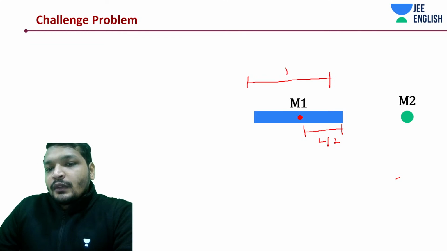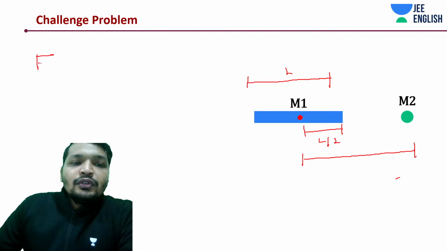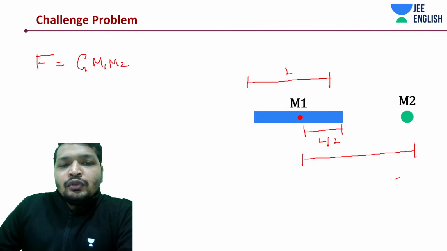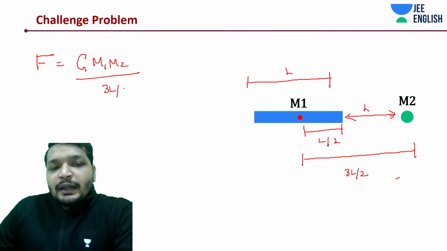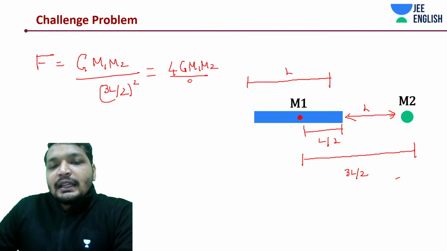Isn't it? That means how much should be the gravitational force between both? Should be F is equal to G into M1 M2 divided by R square. How much is R? This is distance L, and this is like L by 2, so this is 3L by 2. This should be 3L by 2 whole square. That should be how much? 4 into G M1 M2 divided by 9L square, isn't it?